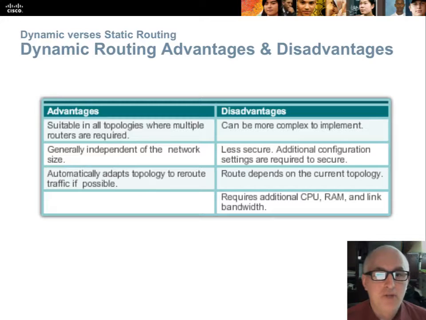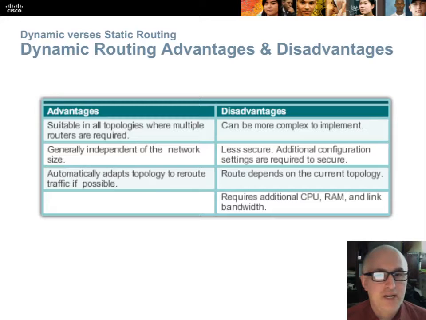And the route depends on the current topology, meaning you never really know the route. In a large complex network, the routes could be changing quite frequently. So it's really hard from a troubleshooting or documentation standpoint to really know what route your traffic is really taking at any given time. You could run a trace route and find a path through the network, but there's no guarantee that 5 minutes later, that's the same path that traffic is taking then. It's always adjusting. And it does require additional CPU, RAM, and bandwidth to be able to operate.